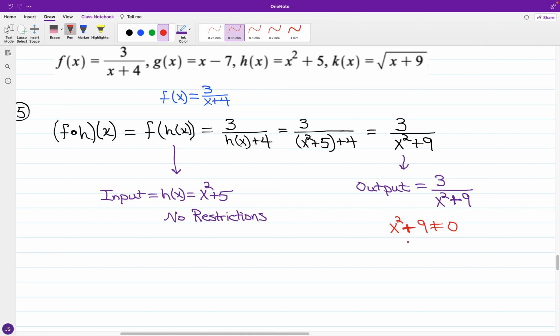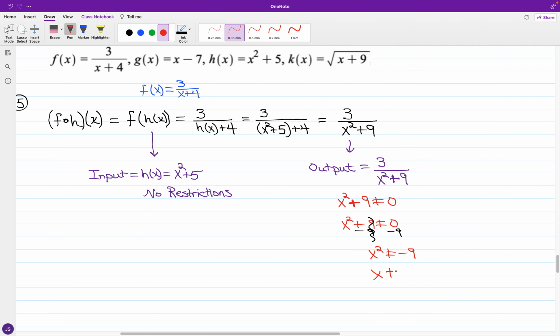Now, I cannot factor x squared plus 9 into real terms exclusively. I could with the difference of squares if I had x squared minus 9; I would have the factors of x plus 3 and x minus 3. But with x squared plus 9, what I can do is just move the 9 over. So I have the x squared cannot be negative 9.